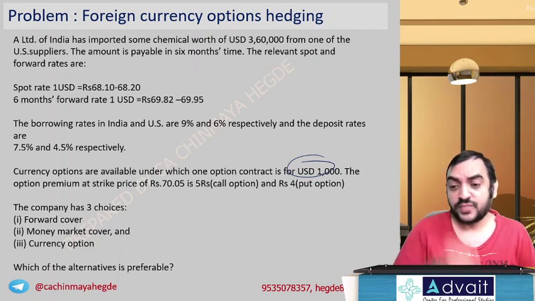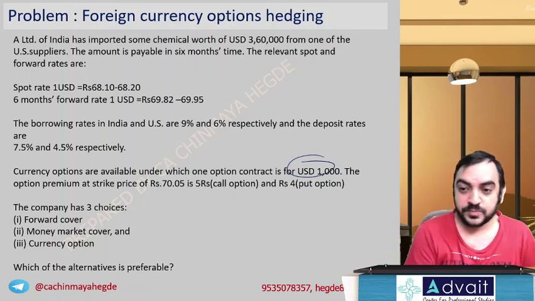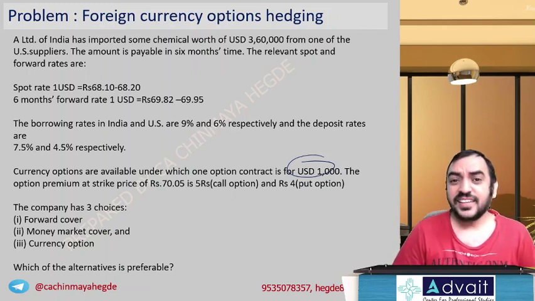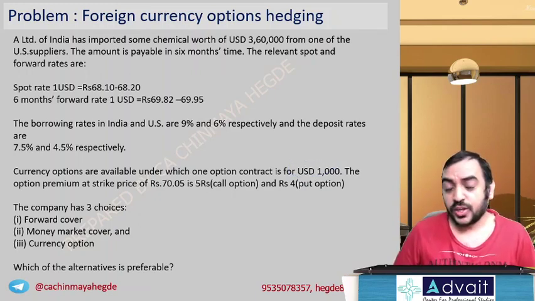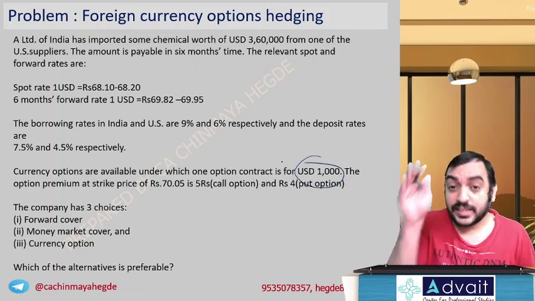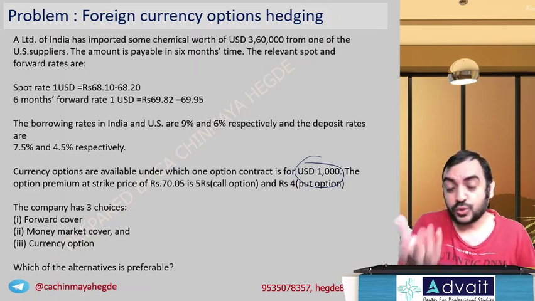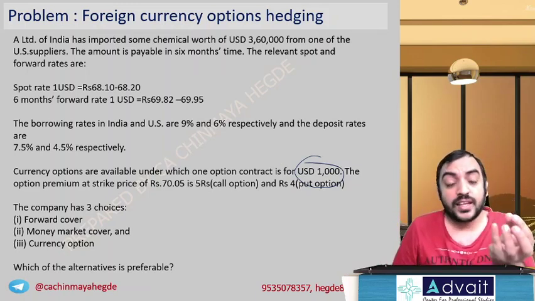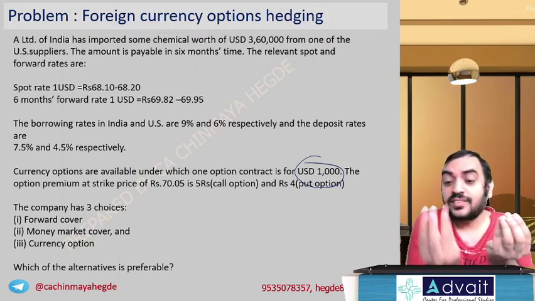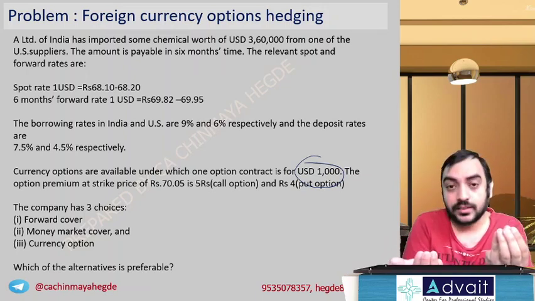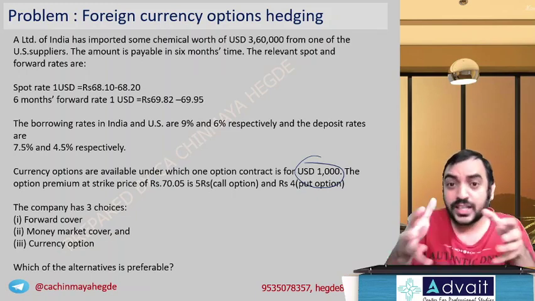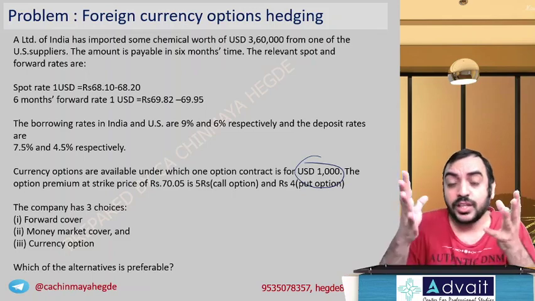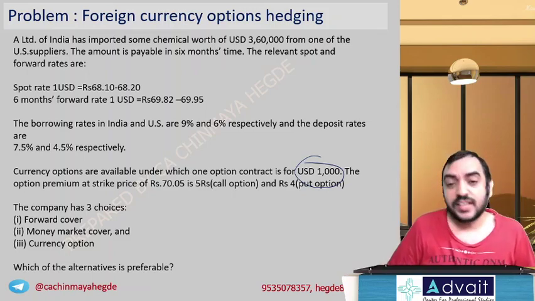One option contract is for US dollar thousands. Lot size, that's all, simple. Lot size, correct. Lot size. So now when I say lot size 1,000, that is the underlying currency. So whenever I mention something lot size 100 shares, lot size 20 index points, lot size 1,000 quantity of rice, whatever the lot size we mention, that is the underlying asset.